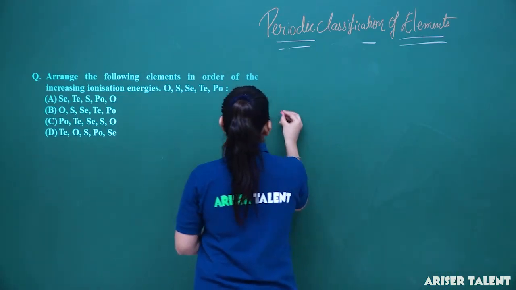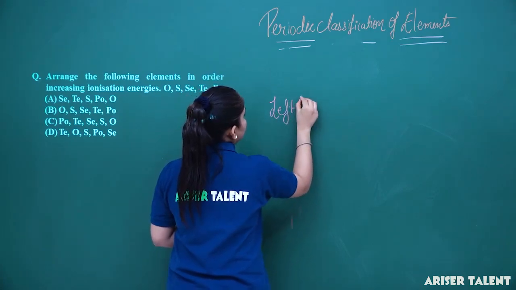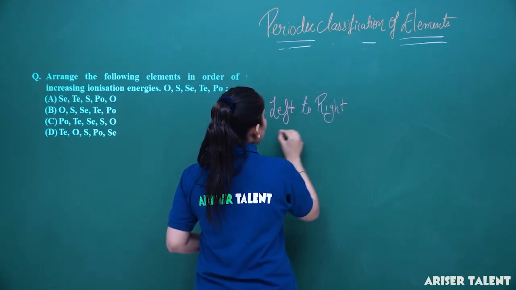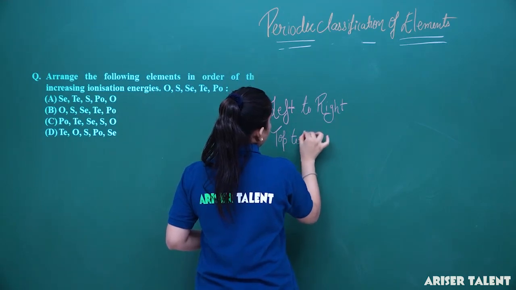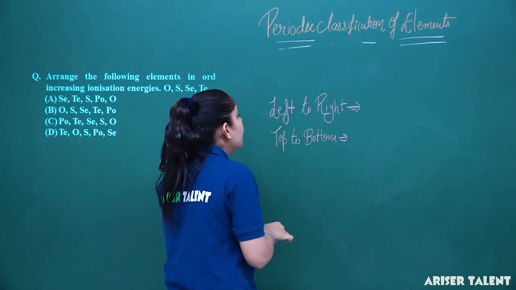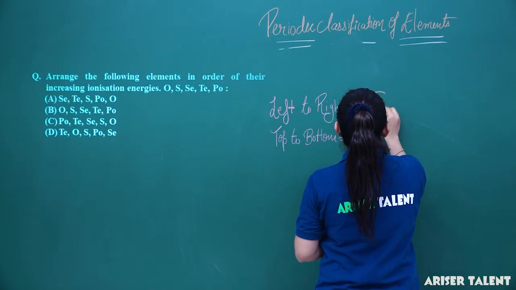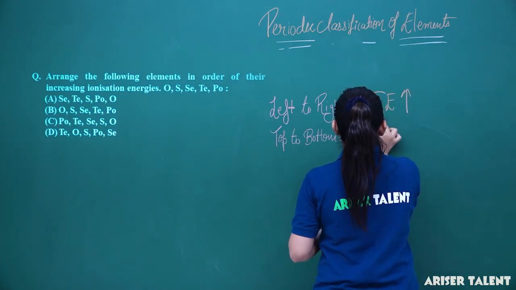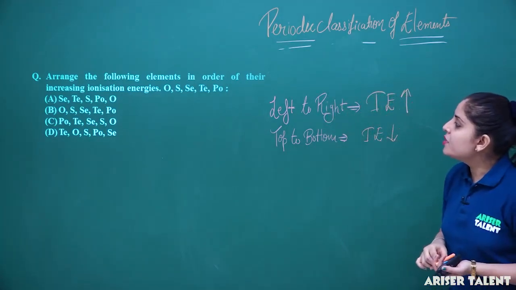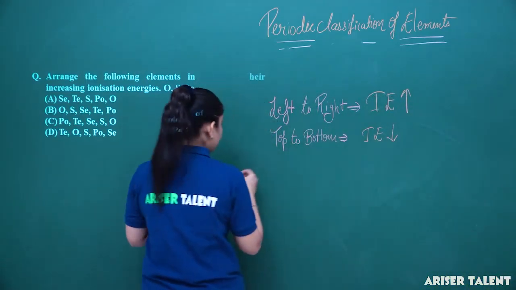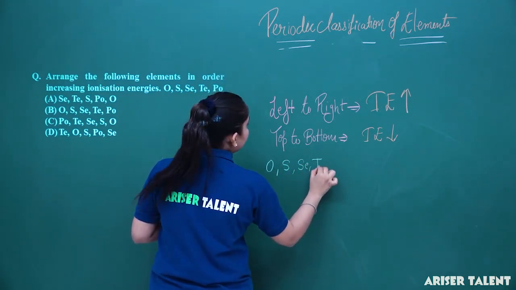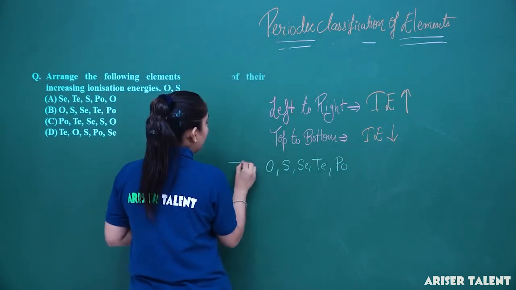If I am moving from left to right and if I am moving from top to bottom, what will be the trend in the ionization enthalpy? Moving from left to right, the ionization enthalpy increases. But moving from top to bottom, the ionization enthalpy decreases. Now, what are the elements we are provided here? We are given O, S, Se, Te and Po. These are the elements we have been provided.